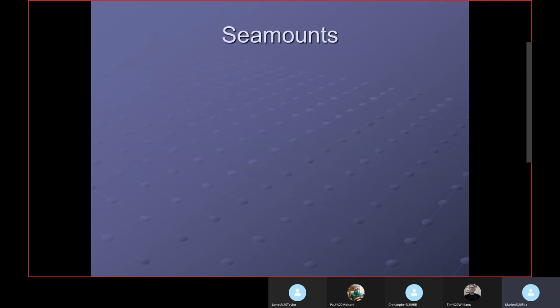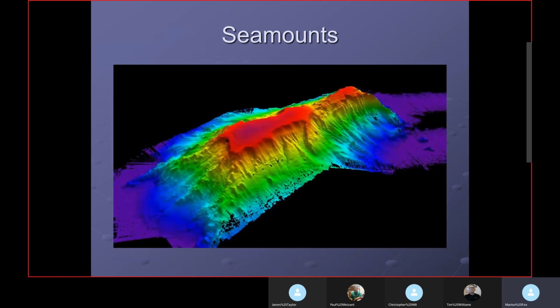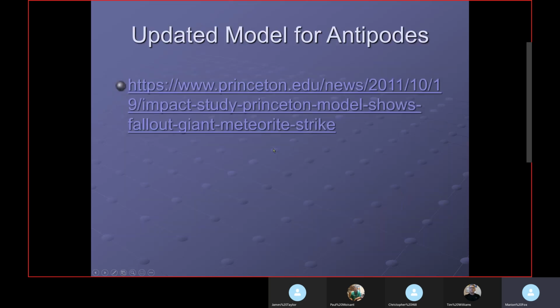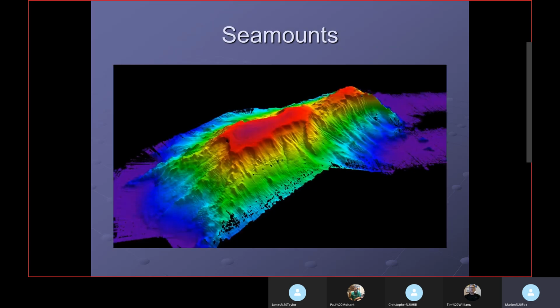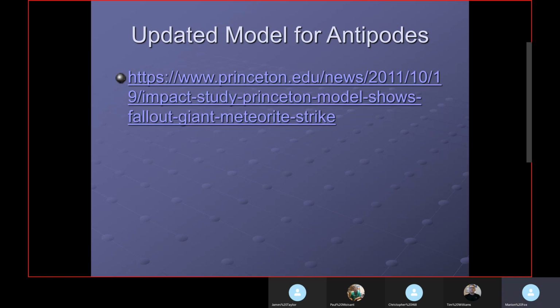Now, when we see the seamounts, here are some diagrams of seamounts underneath the ocean. Some of the seamounts actually rise up almost like a mountain. They look like mountains. This looks like a short mountain range. It could have been several craters all coming in together, and they could have uplifted this very easily. These seamounts definitely are linked with antipodes.